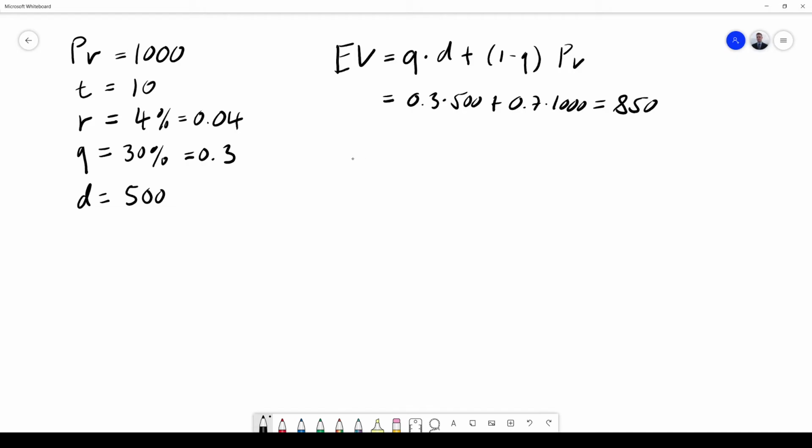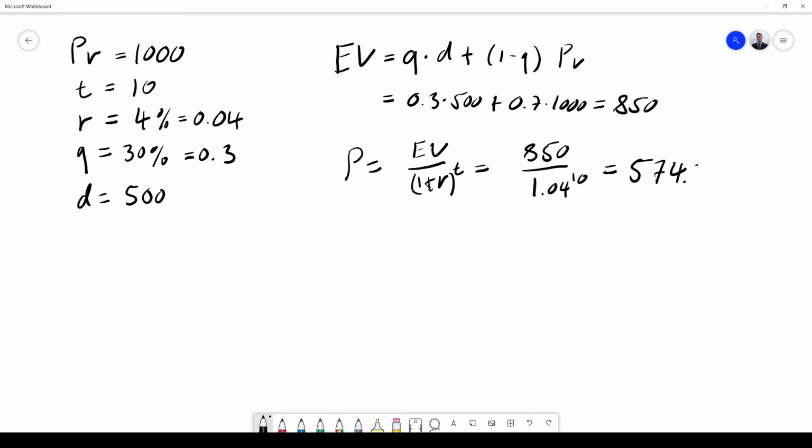So let's now calculate what the price of this bond would be today. So the present value today of these $850 in the future is equal to the expected value divided by 1 plus the interest rate r raised to the power of the number of years t. If we plug in the numbers, we get 850 divided by 1.04 to the power of 10. And this will lead to $574.23. Okay, so we calculated if I want to purchase this bond with these characteristics, I need to pay today $574.23, and I'll receive back, or I expect to receive back in 10 years' time, $850.